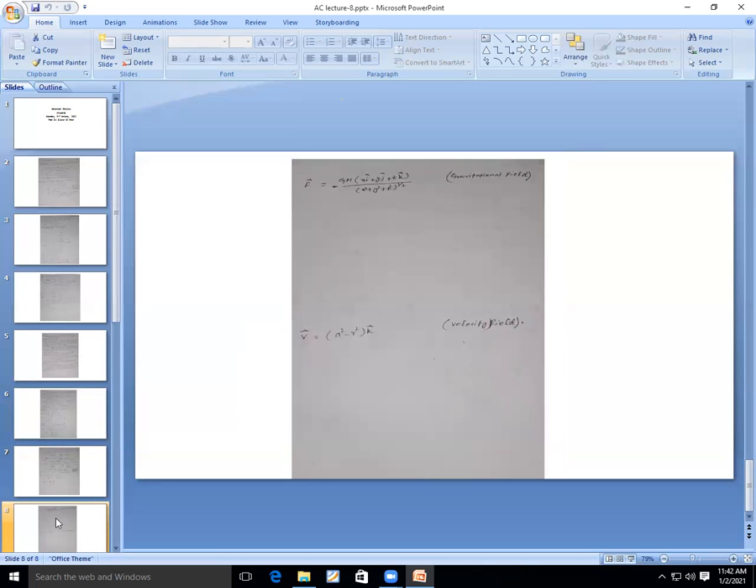Move to another exercise. Vector field is given, and this special form of the vector field is called gravitational field. This is the definition of gravitational field in physics, right? You have to find its divergence.